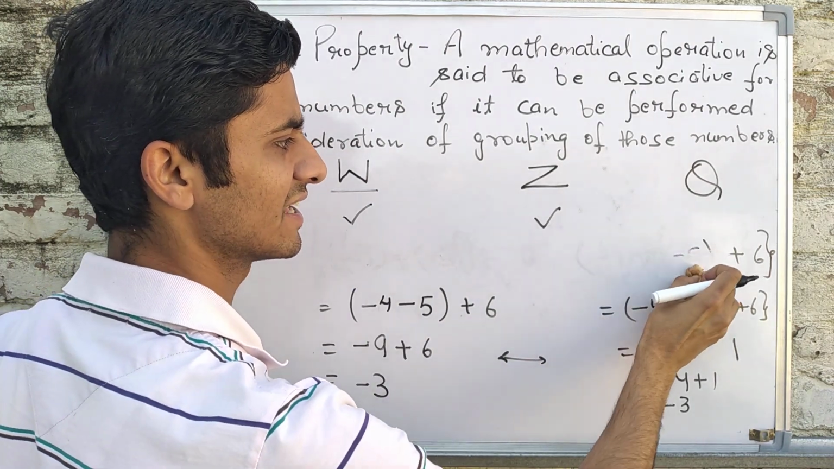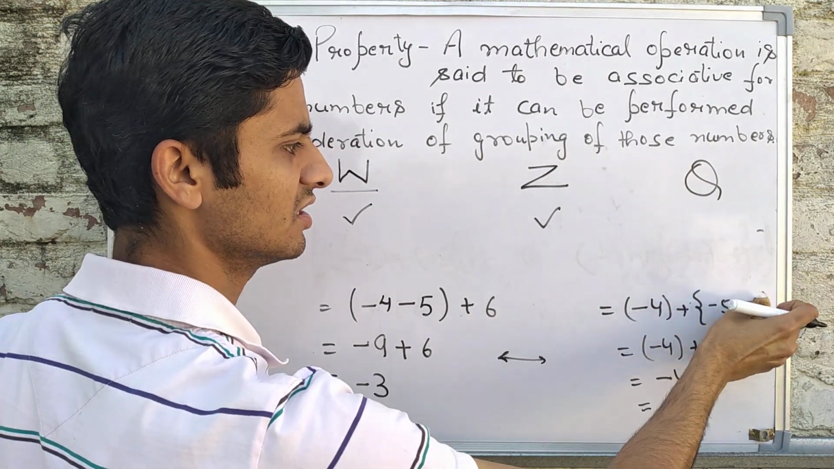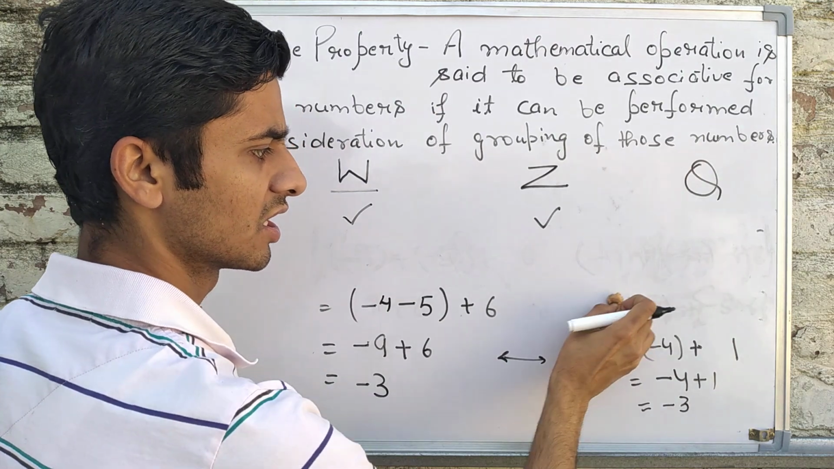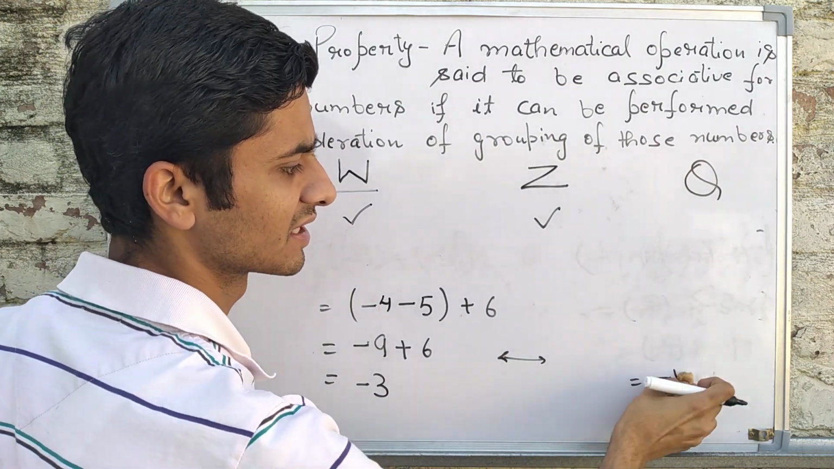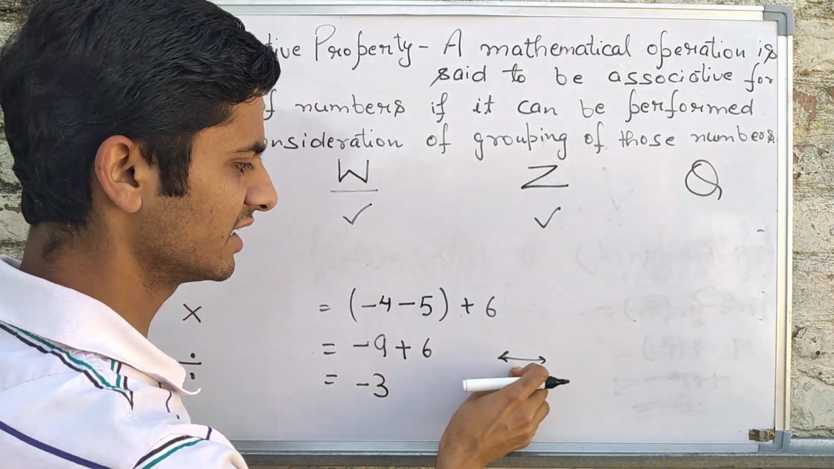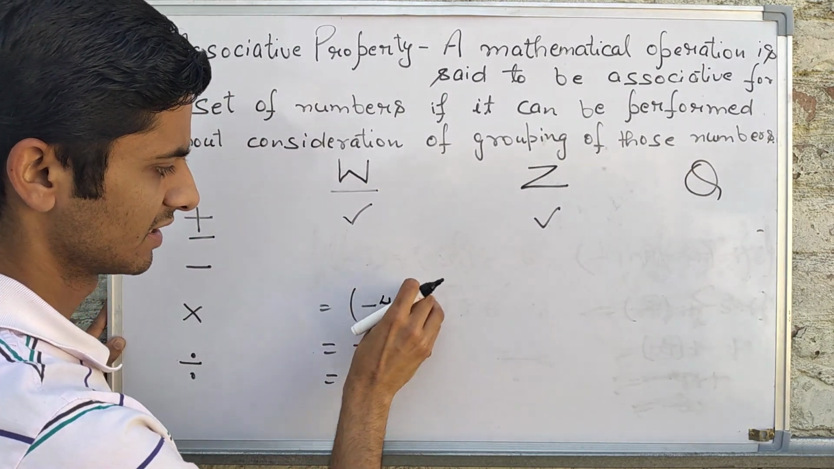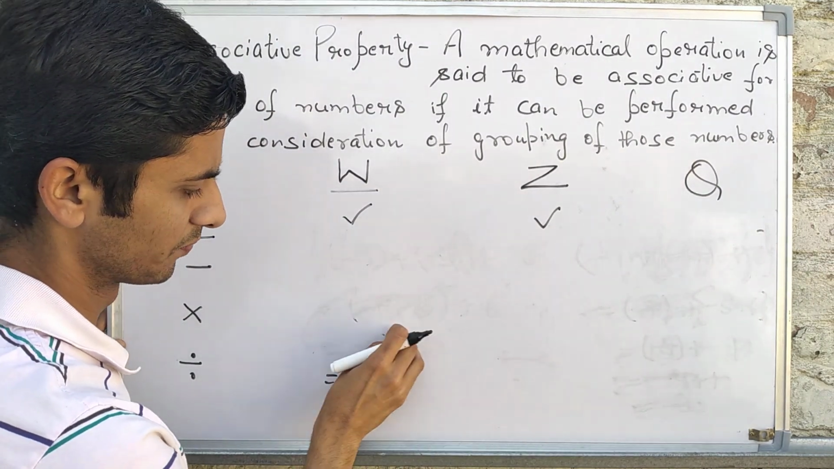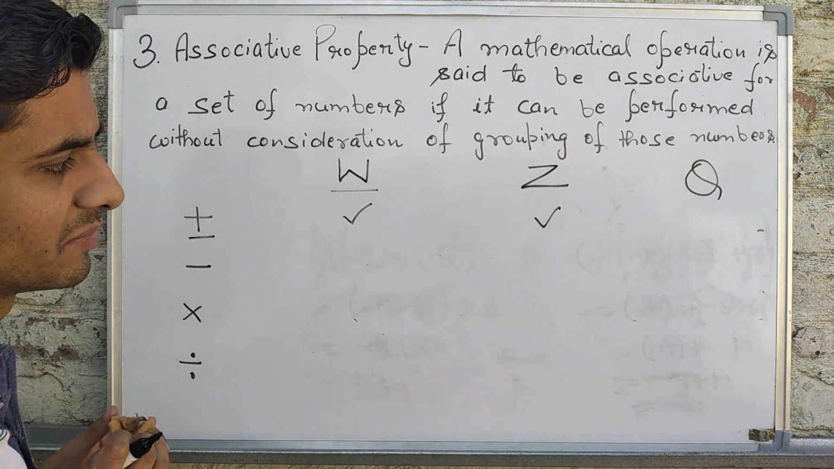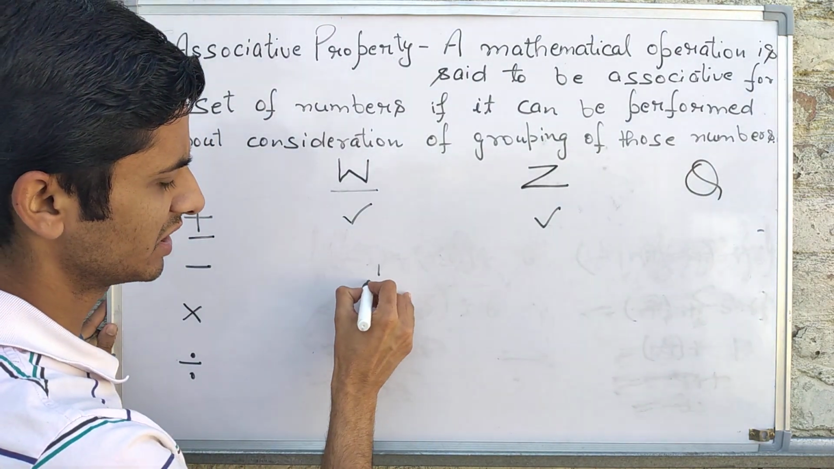Now let us check associativity of addition for rational numbers. What are rational numbers? Can be expressed in the form of P upon Q.